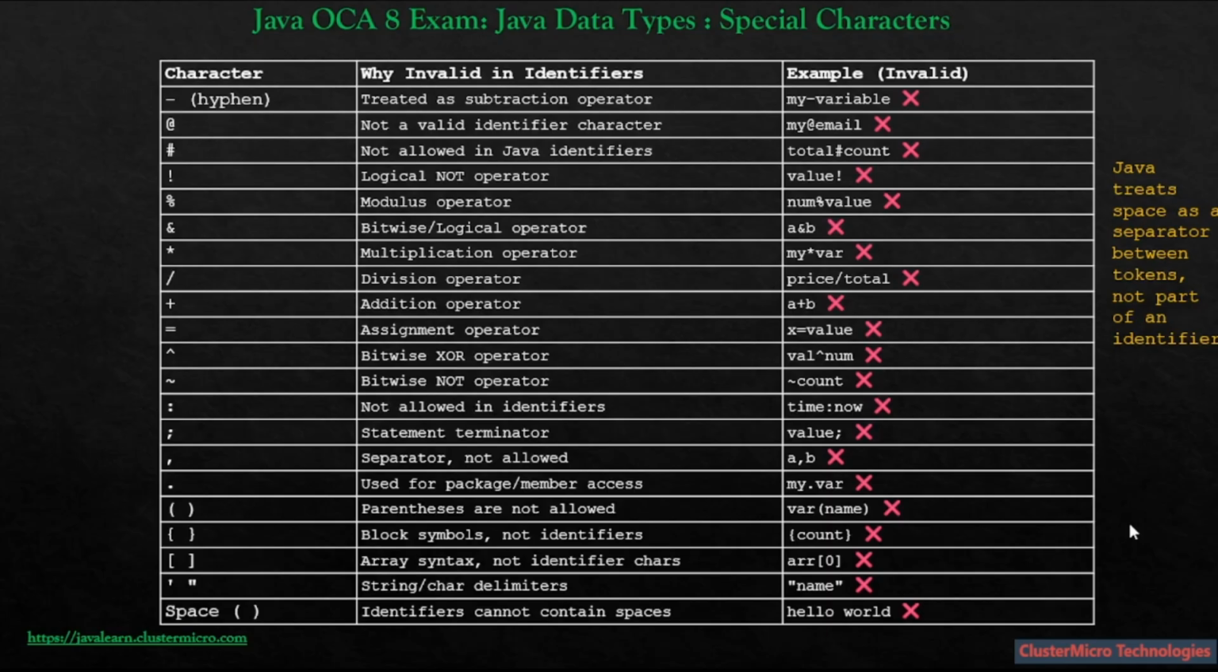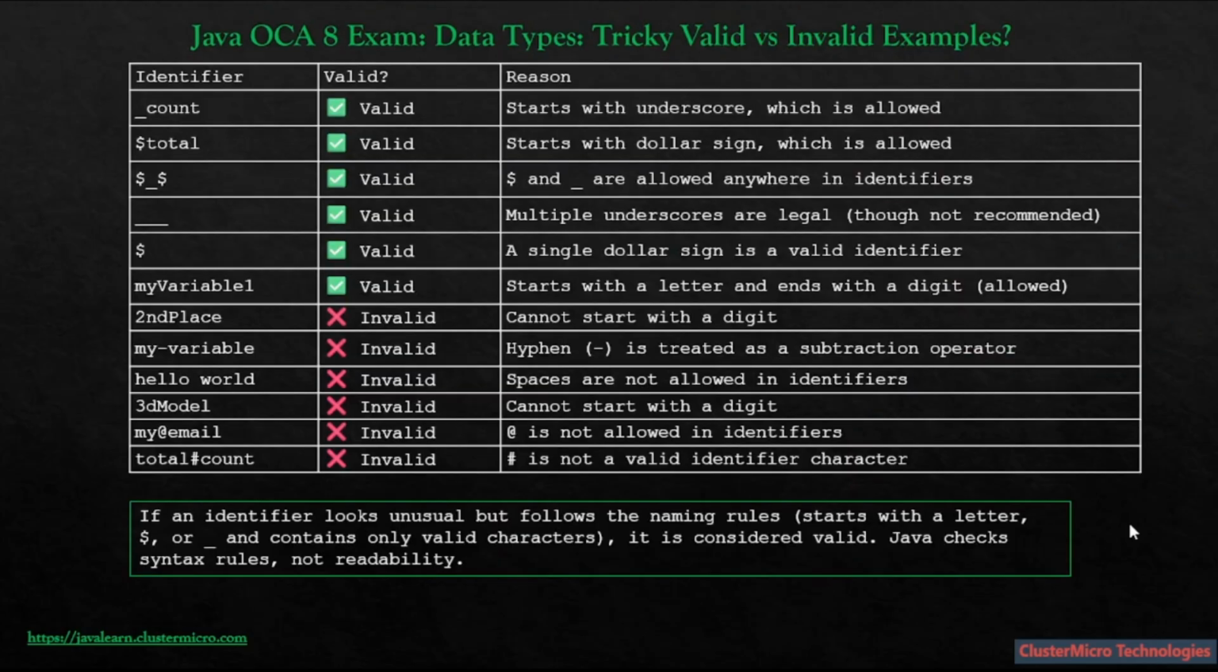So let's discuss a few tricky valid versus invalid examples. _count, is it valid? It is valid because underscore is allowed. Then $total, is it valid? It's valid because dollar is acceptable. Then $_, is it valid? It's valid. Then 3 underscores together? Underscores are valid, all legal. Then only a single $, is it a valid variable name? It's fine, right? No issues. Then myVariable1 with a small m, that's fine.